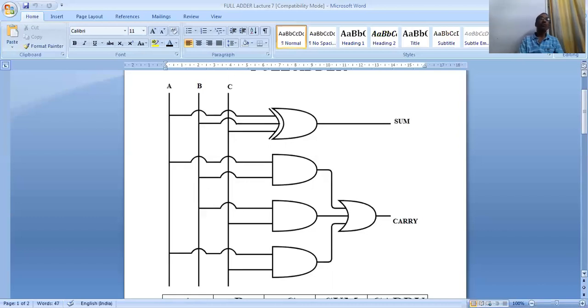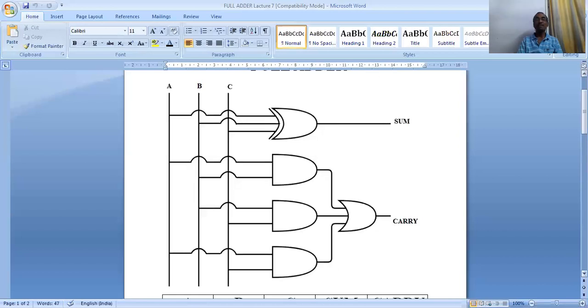A equal to 0, B equal to 0, C equal to 0. 1, 0 plus 1 plus 1 is equal to, sum equal to 0. Next, A equal to 0, B equal to 1. Output of first AND gate 0. B equal to 1, C equal to 1. Output of second AND gate is 1.